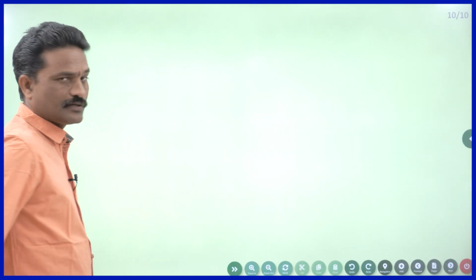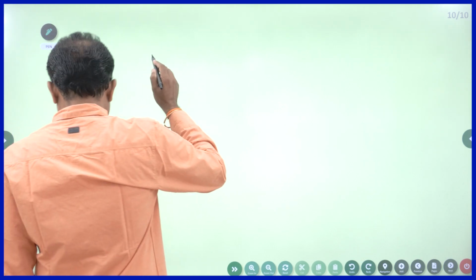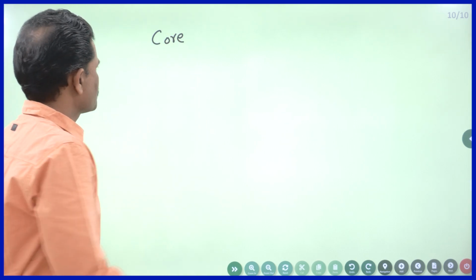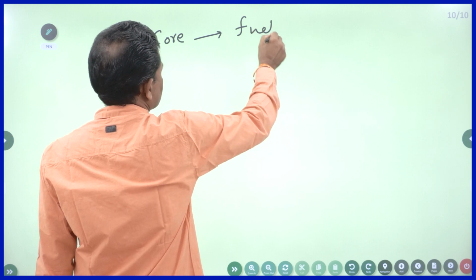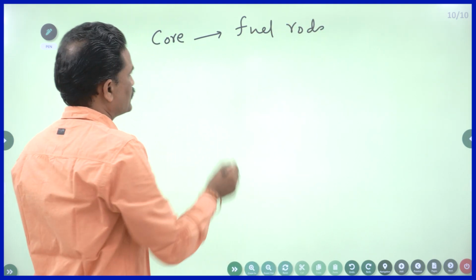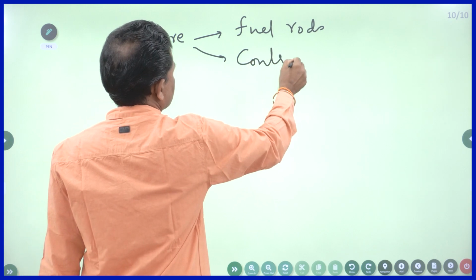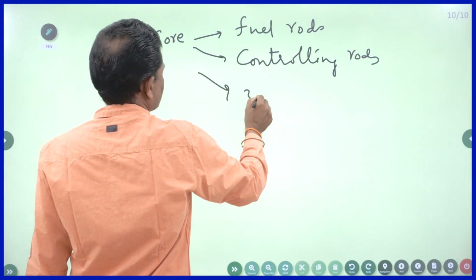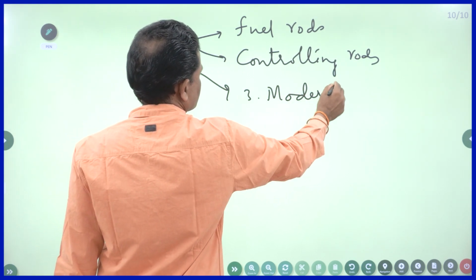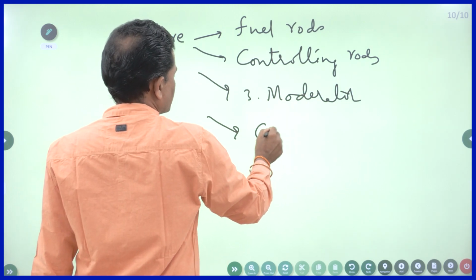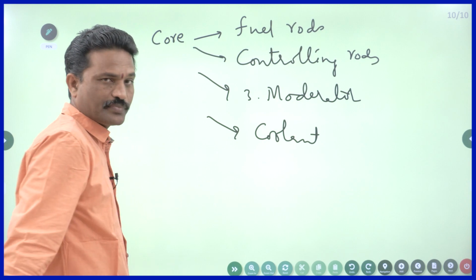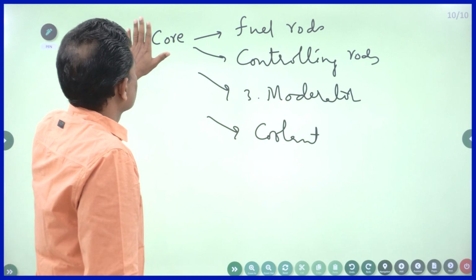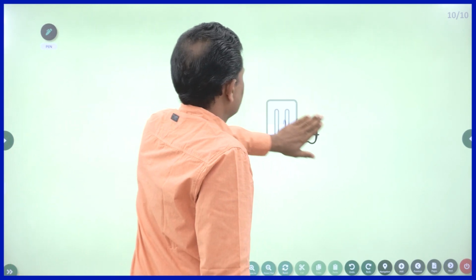So, I will try to draw a diagram. In this nuclear reactor, there will be a main part of the reactor called core. This core consists of fuel, they are fuel rods. Number 2, controlling rods. Number 3, moderator. Number 4, coolant. This is the main part. So core is the heart of the nuclear reactor. Is this clear? Right. Now, what do you mean by fuel rods?